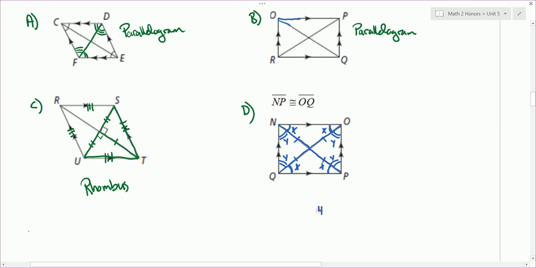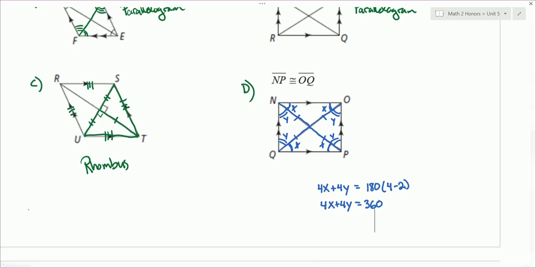So if I have 4x plus 4y, that's the total of all four angles. And we know that with any four-sided shape, the sum of the interior angles is 180 times the number of sides minus 2, or 360 in this case. So 4x plus 4y is 360. I'm going to factor out a 4. I get 4 times x plus y is 360. Divide by 4 and you get x plus y is 90.